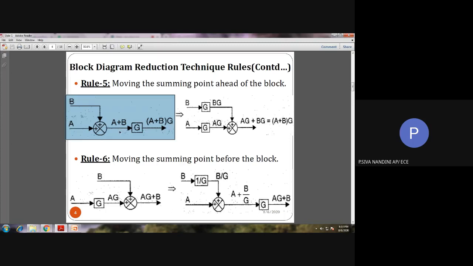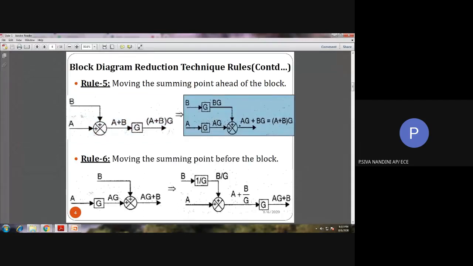In some cases we may need to move the summing point ahead of this block G. If we want to do so, how can we do it? We shall see. If we want to move it ahead of G, we have to include this G in both the inputs A and B. So here, its equivalent is given. See here, while obtaining the input A and input B, we have included the block G.